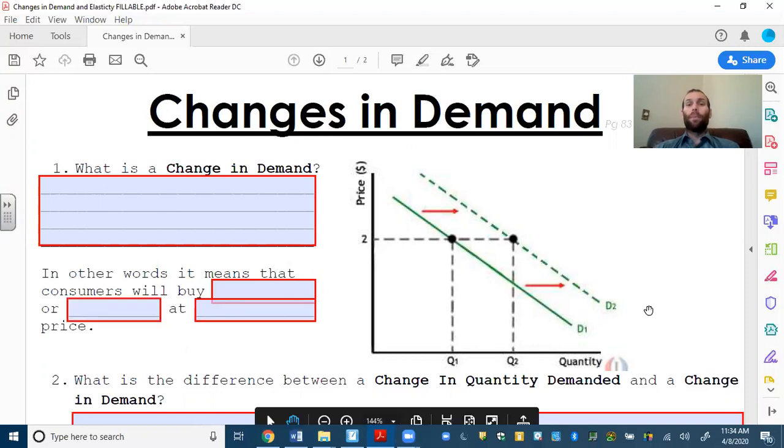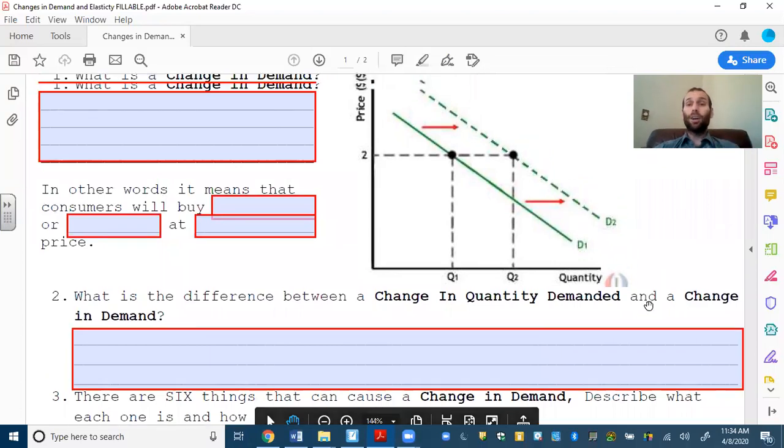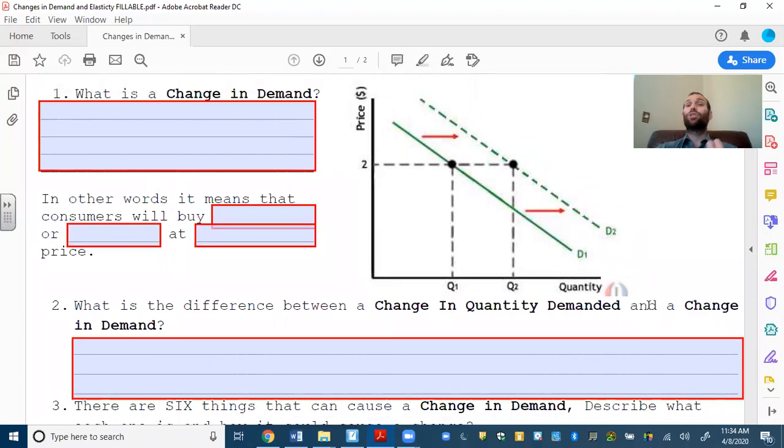Now, remember, what causes a change in demand? Well, something that causes a change in demand is an external factor. It is definitely not price, because we know price is what causes a change in quantity demanded. Some external factor is required for a change in demand. That's a big difference between the two. Price only changes quantity demanded, where a change in demand is created by an external factor, which is what we'll cover next.